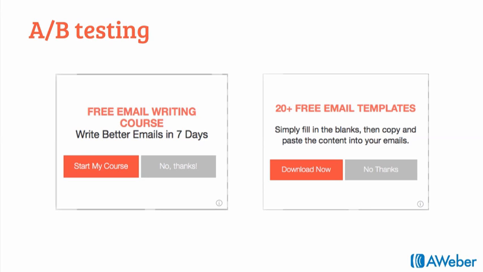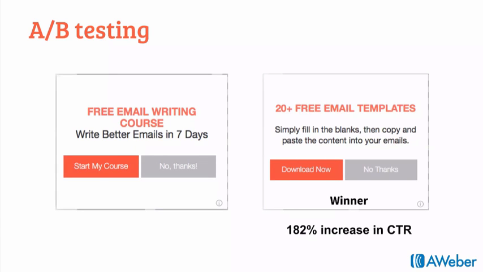So it's focusing on the writing course and the benefit of writing better emails. And the one on the right is focusing on the 20+ free email templates that come with the course. So the templates come with the course no matter what, but the one on the right focused on that. And what we wanted to see is, first off, we wanted to increase the conversion rate of this form, but we also wanted to see what appealed to our audience more. Was it the templates, or was it writing better emails in 7 days and the course itself?